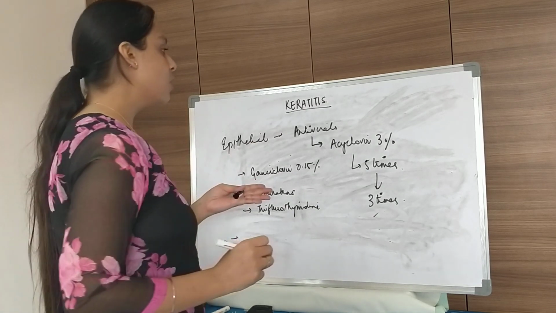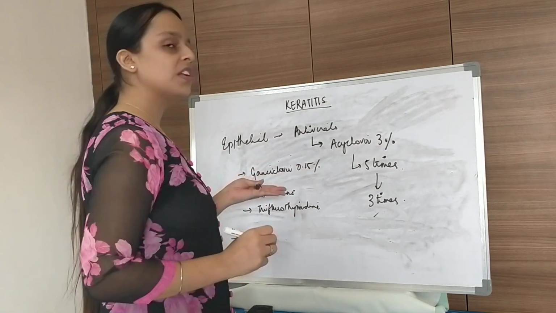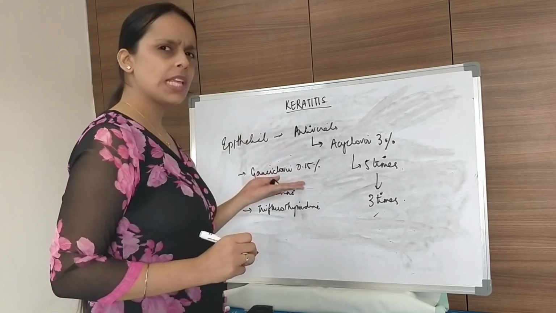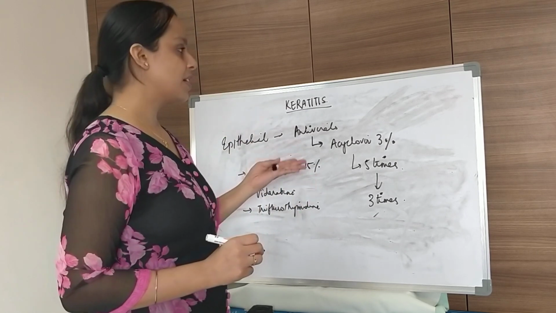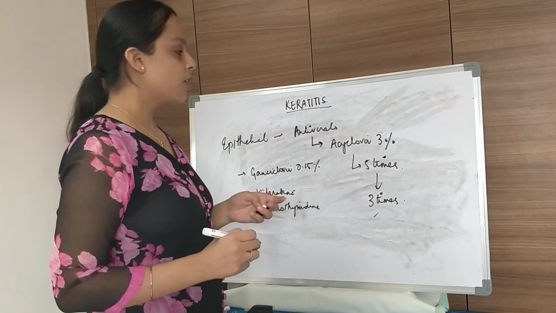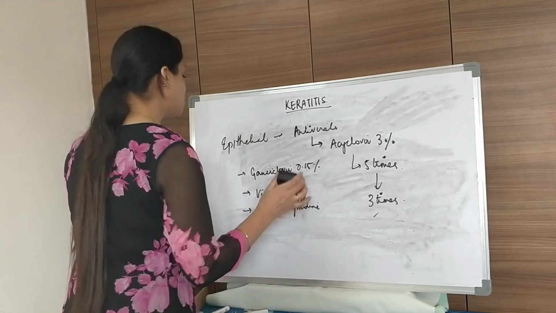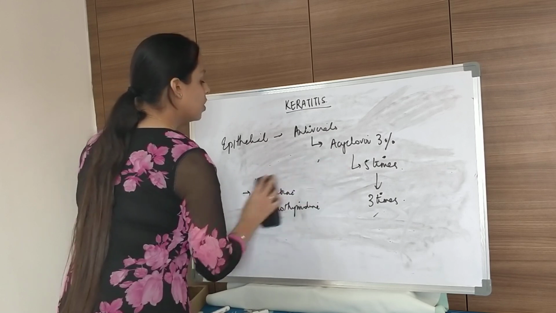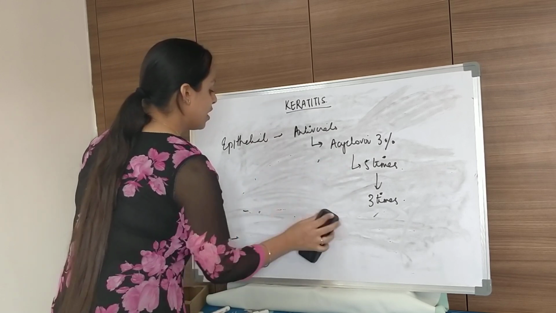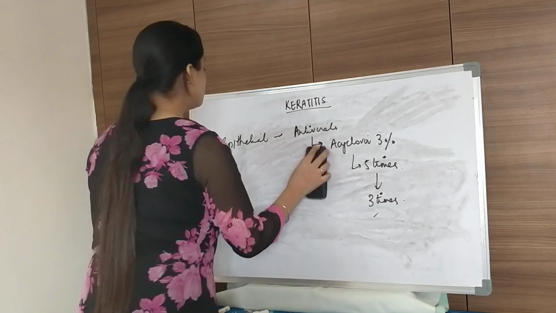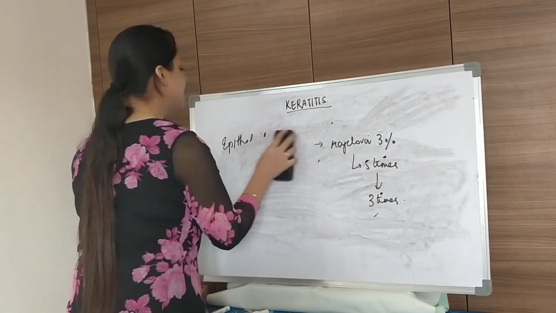Of course, the general line of management will be same. Again, you have to give analgesics, you have to give cycloplegics to the patient. The rest, the diet will be all the same. And also this condition is very infective. Okay. So it spreads from one person to another. So the spread should be taken care of by maintaining hygiene. So this is the epithelial form.